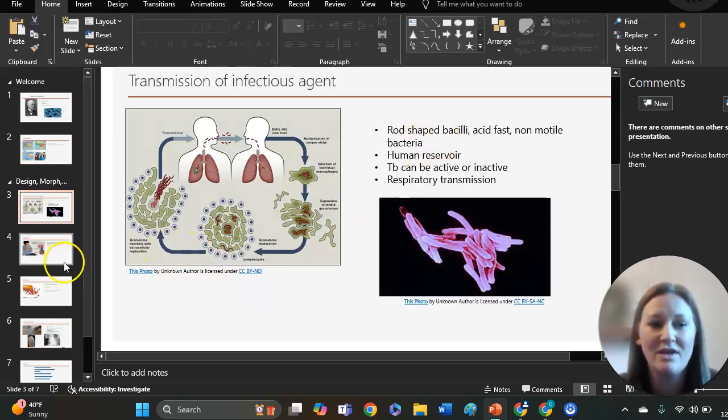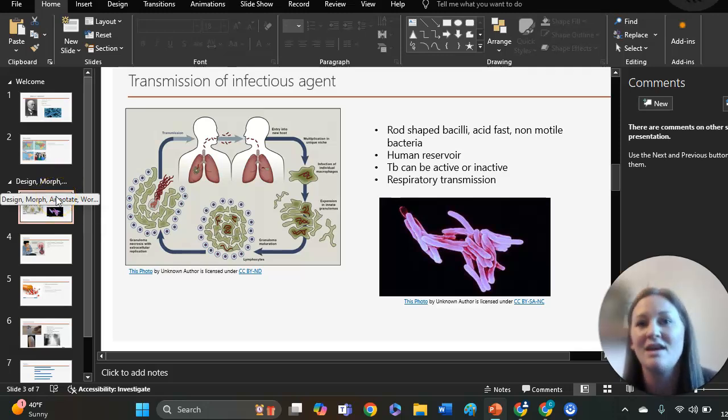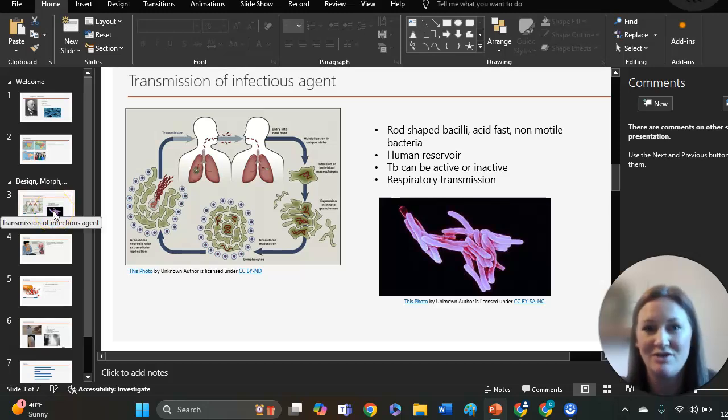The transmission of the infectious agent. So the infectious agent is rod-shaped bacilli. It's fast-acting and non-motile. So that is the infectious agent that gets transported from human to human, and that is what gets you sick. The human is the reservoir. We hold on to it, and it can be active or inactive. If it's inactive, we're just holding on to it, and we're not having any symptoms, and we're not contagious yet. But that can change. You can become active, and in that case, you are contagious, and you do have symptoms.